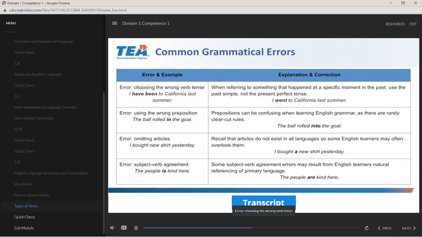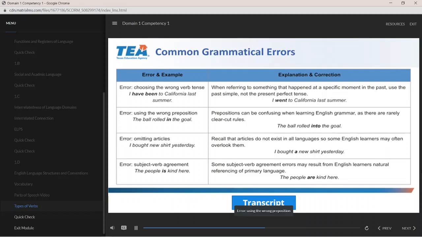Error, choosing the wrong verb tense. Example, I have been to California last summer. Explanation, when referring to something that happened at a specific moment in the past, use the past simple, not the present perfect tense. Correction, I went to California last summer.